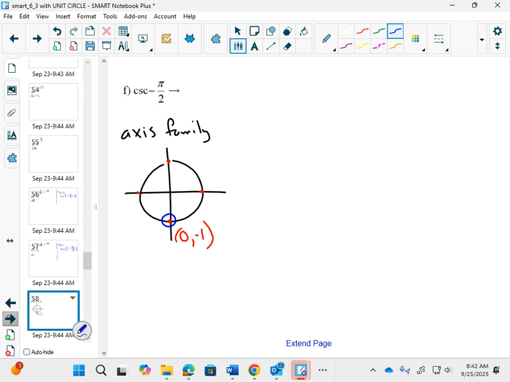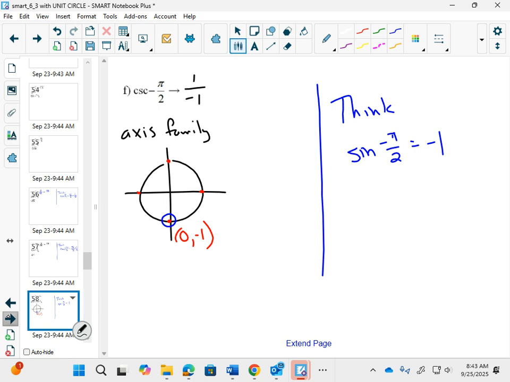Now I'm dealing with cosecant, so what would I think about? I would think about sine. And sine is which coordinate? Your y coordinate, so that's negative 1. So technically, you can write it this way, 1 over negative 1, which is just negative 1 as well. But we do the reciprocal, right? So if it's negative 1, we would do 1 over negative 1, which is still going to be the same number. So it's one of the points where both sine and cosecant are the same.